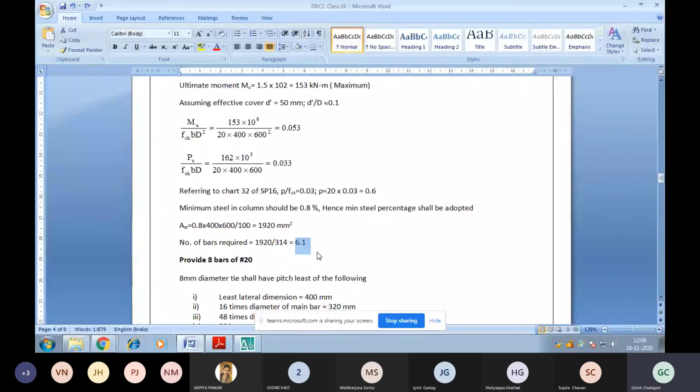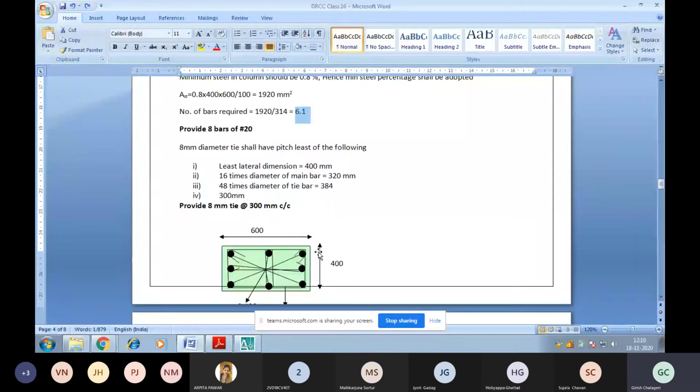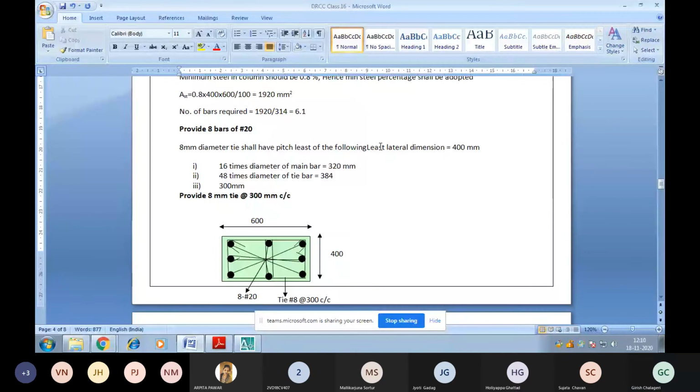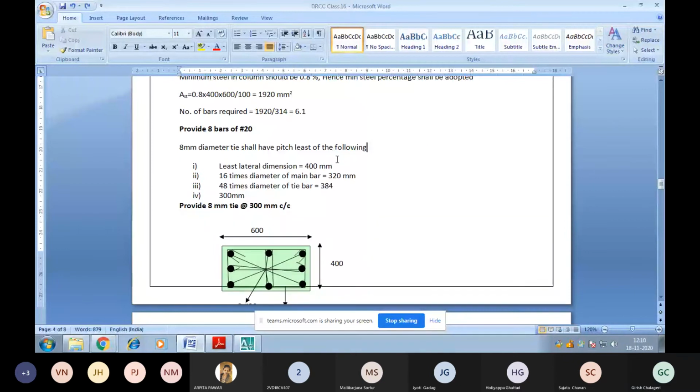So let us provide 8 numbers of 16 mm dia bars, not 16, it is 20 mm dia bars. So provide 8 numbers of 20 mm dia bars. So lateral ties, we need to know the already provided reinforcement is too high. So the minimum criteria for lateral reinforcement is provided, that is the rings. So for the rings, which kind of diameter bar are we using, whether 8 or 6? 8 mm dia bar is used here.